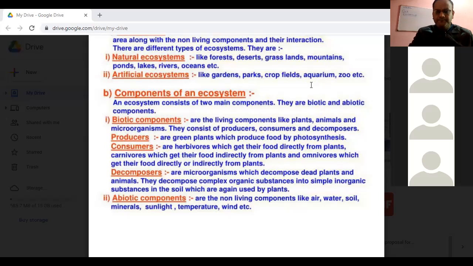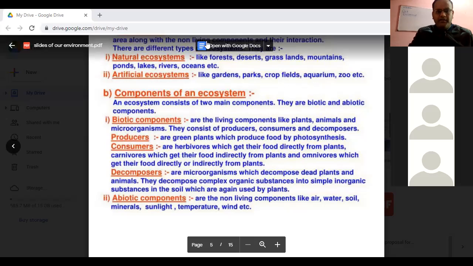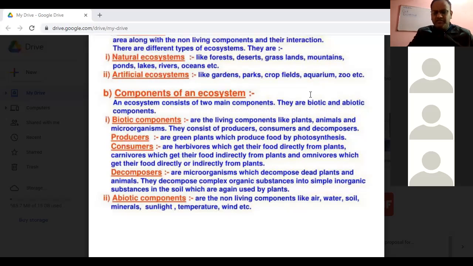Yes, Aryan, you can unmute yourself. Is there any special term, like Anjali told that for primary consumers there is a special term, herbivores? So for secondary consumers, is there any special term?